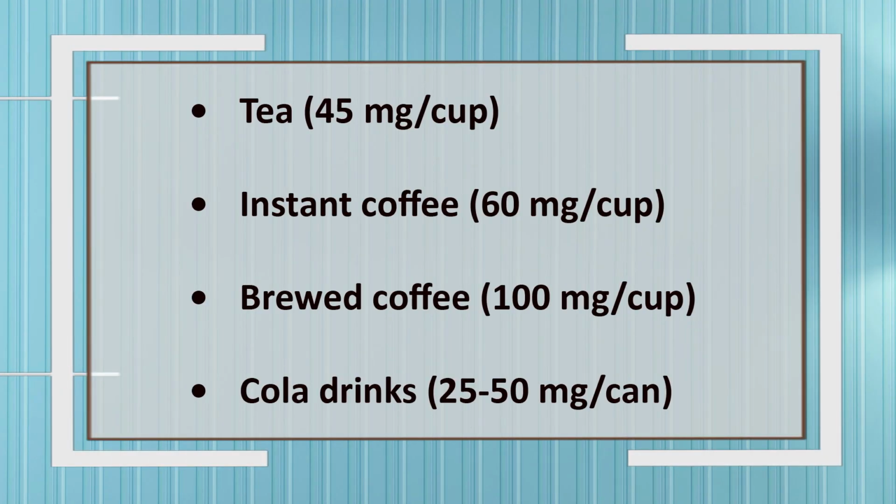The typical content of caffeine in the commonly used drinks is usually as follows: tea 45 mg per cup, instant coffee 60 mg per cup, brewed coffee 100 mg per cup, and cola drinks 25 to 50 mg per can. Caffeine is also present in chocolate.